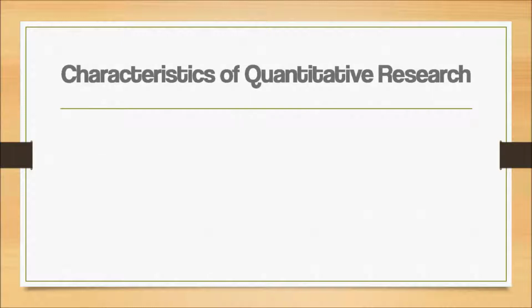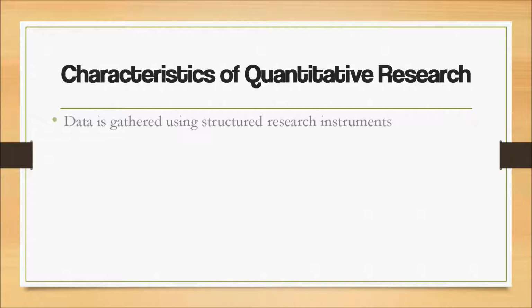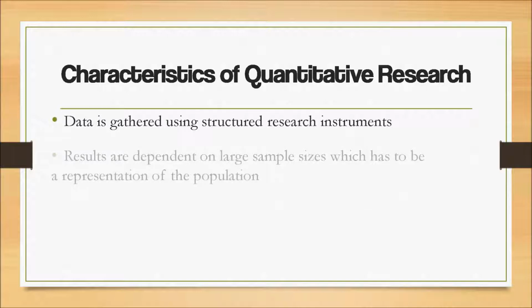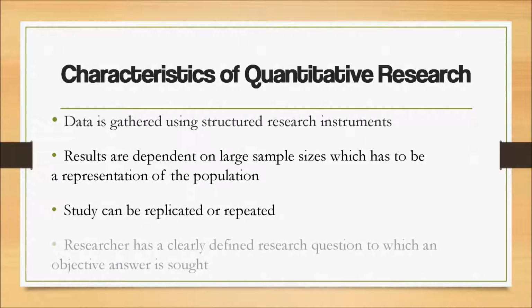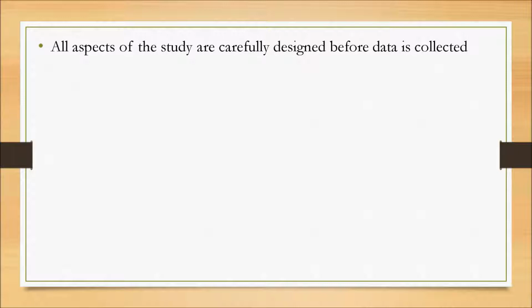Characteristics of quantitative research. Data is gathered using structured research instruments. Results are dependent on large sample sizes, which has to be a representation of the population. Study can be replicated or repeated. Researcher has a clearly defined research question to which an objective answer is sought. All aspects of the study are carefully designed before data is collected.